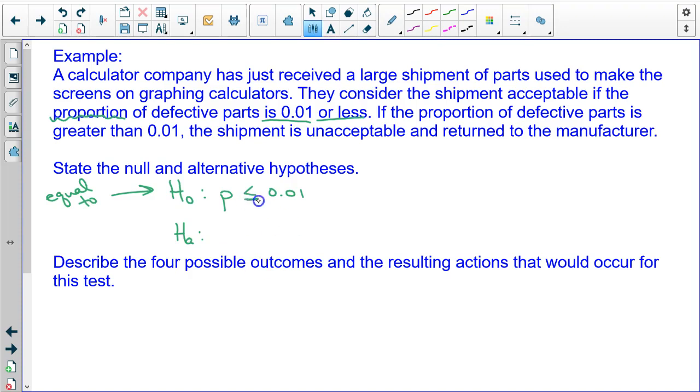The main thing is don't just put less than and put greater than here, because the equal to is what we're looking for. That always goes in the null, okay? So then this one would be the proportion is greater than 0.01.